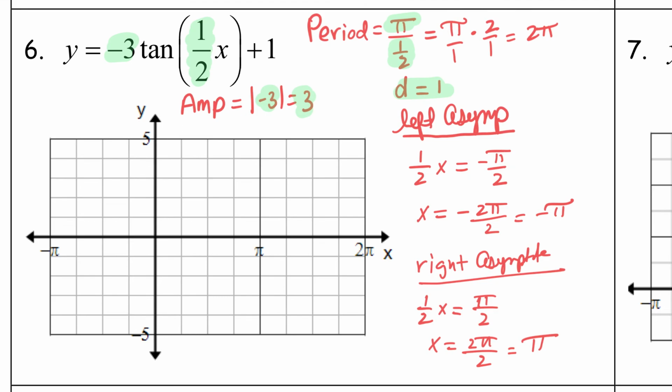And how do you find it? Like I told you in class, you have 1/2 x equals the parent asymptote. Let me make a note. This is the parent asymptote, which is -pi over 2. And this is also the parent asymptote. So you have 1/2 x equals -pi over 2. You cross multiply, so you have x equals -2 pi over 2, which is -pi. So your asymptote is at -pi.